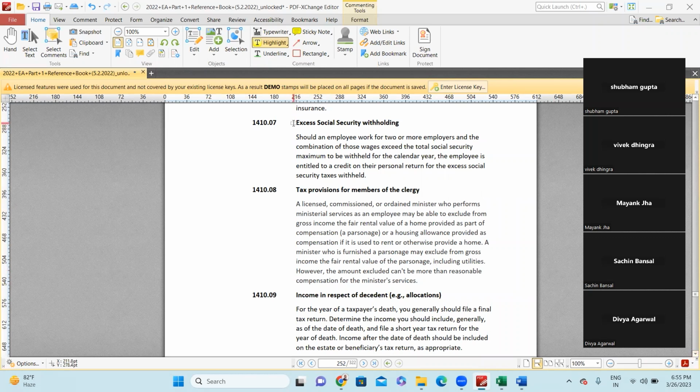Yes, at the end of the year you check it. When you are filing your income tax return, at the time of filing, right? Make sense? Sachin, Vivek? Yes, sir. There is a possibility that an employee works for 2 or more employers and the combination of those wages exceeds the total Social Security maximum to be withheld. So employees are entitled to a credit on their personal return. Make sense?